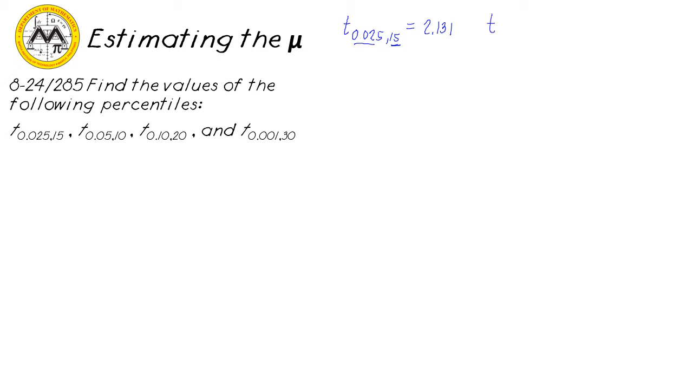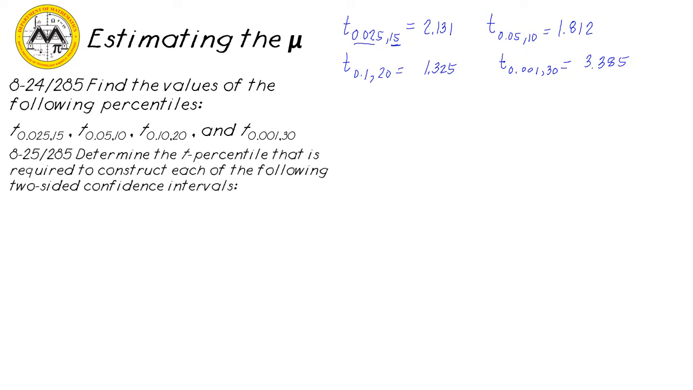Next would be t of 0.05, 10. This is 1.812. We take the absolute value; positive is at the right side, negative at the left side. Next, we have t of 0.10, 20. So that is 1.325. And then we have t of 0.0005, 14. So this is 3.385.